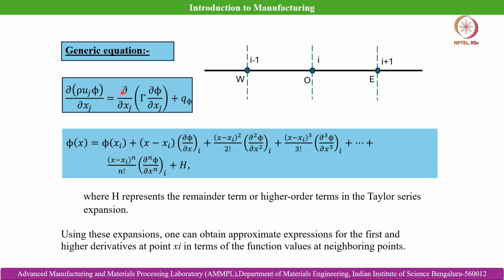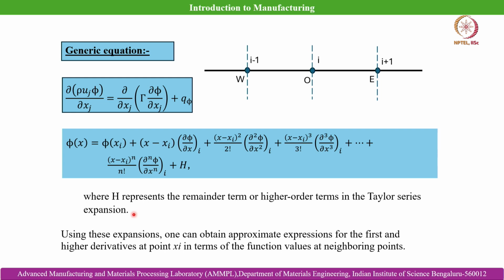This is a typical example, a diffusion equation, which is shown over here. Here tau is the diffusion coefficient, phi is any property, and q is the source term. You can see how we can find the value of phi at x by Taylor series expansion. So phi(x) is equal to phi(x_i) plus (x minus x_i) times del phi by del x at i, and then (x minus x_i) squared by 2 factorial, and so on. This is the Taylor series expansion, where the term h represents the remainder terms or higher order terms in the Taylor series.